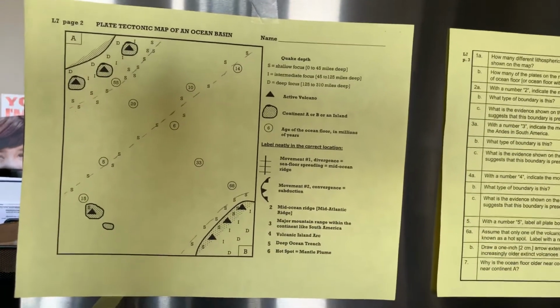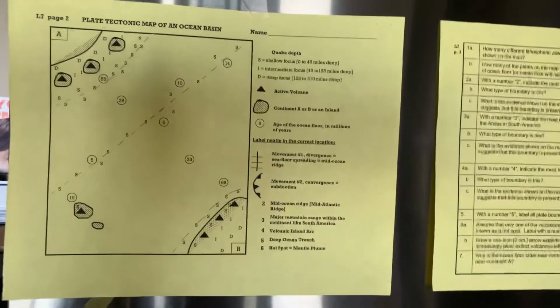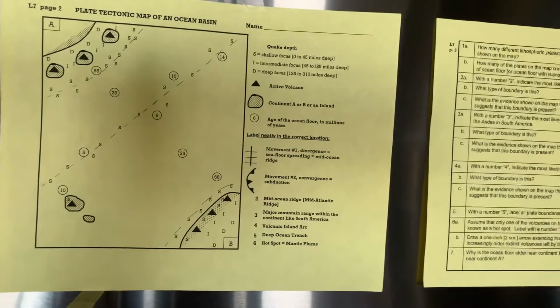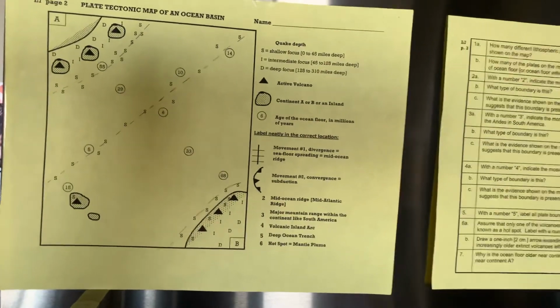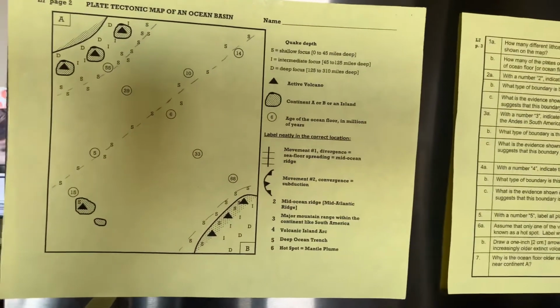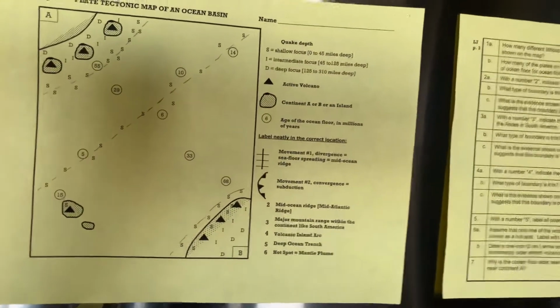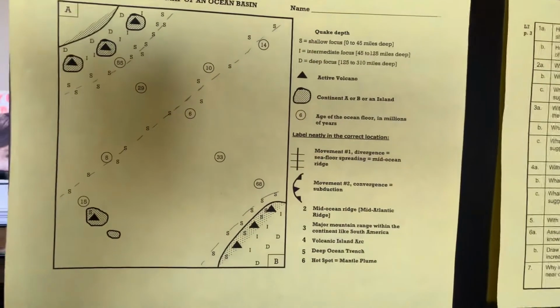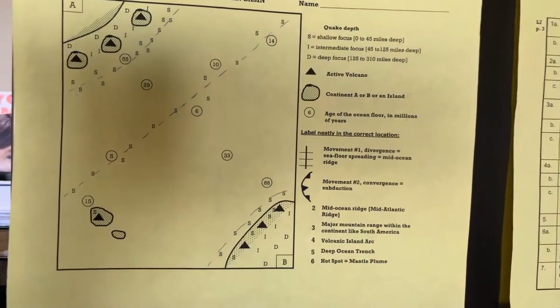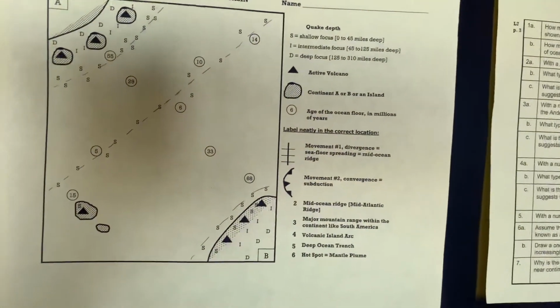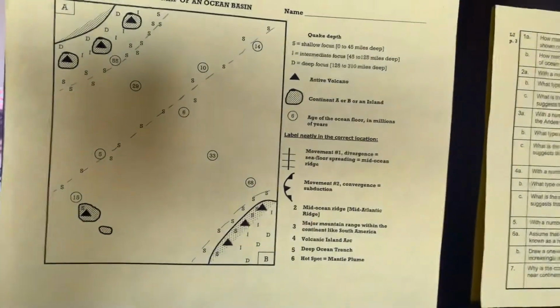I would like to explain Lab 7, page 2 about the plate tectonics. So you have to watch the video that I attached in my PowerPoint presentation to understand how the plate tectonics work. So here on this map you have shallow quakes. You see the S's, they mark the plate boundaries. So I put a dashed line to mark the plate boundaries.